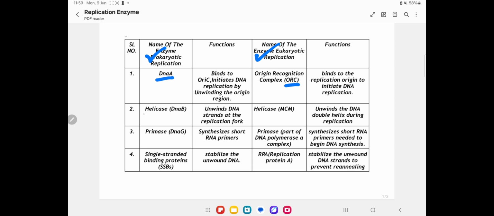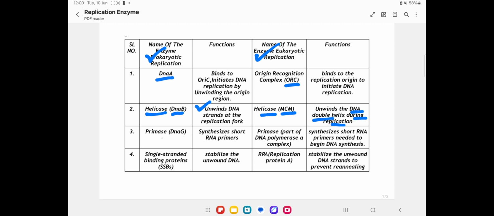Okay. Next is the helicase. Helicase is also known as DNA B. It generally unwinds DNA at the replication fork. And here is the helicase in eukaryotes, that is the MCM. MCM unwinds the DNA double helix during replication. So you can see that within that chart we have DNA B and MCM. We know the function of DNA B and MCM is the same. They both unwind DNA strands at the replication fork.